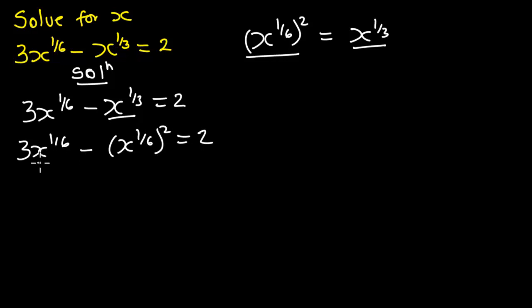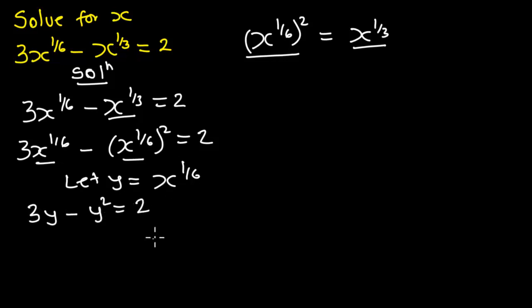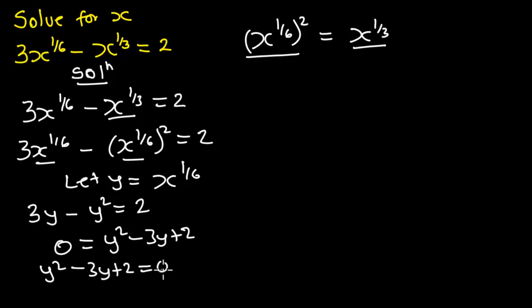Now from here we have x to the power 1 over 6 in common. So I'm going to let y be equal to x to the power 1 over 6. Now from here we are going to have 3y minus y squared is equal to 2. Now let's move everything to the right hand side. And so we are going to have 0 equal to y squared minus 3y plus 2. Now rewriting the equation, we have y squared minus 3y plus 2 equal to 0.